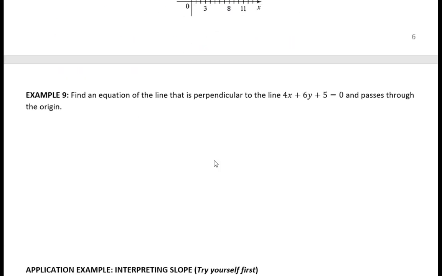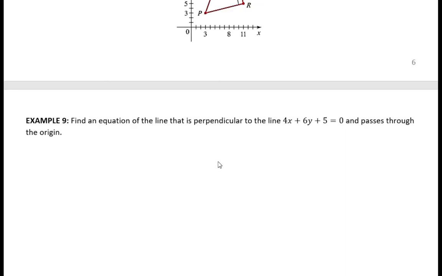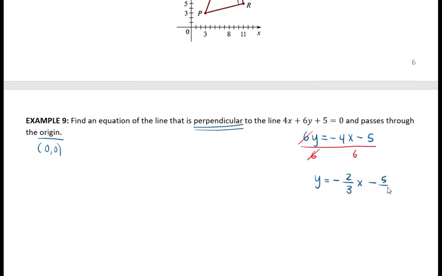So I have one more problem, and then that's going to be the end of this portion. It's similar to what we did before, but this time it says you want the line to be perpendicular to the given line, and it passes through the origin 0, 0. So we solve this one again for y. We did that before, but let's do it again. 6y equals negative 4x minus 5. Then you divide both sides by 6. So we got y equals negative 2 over 3 times x minus 5 over 6.